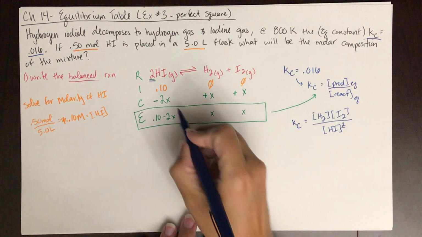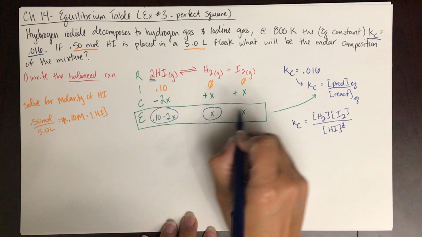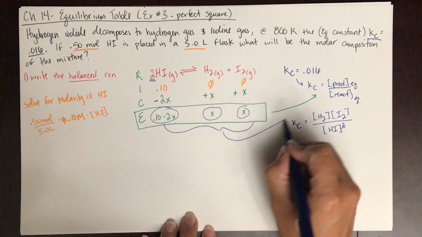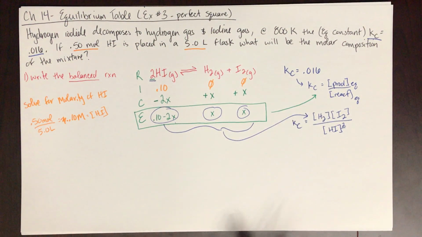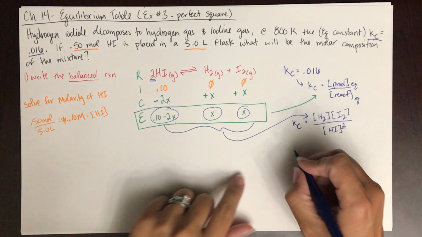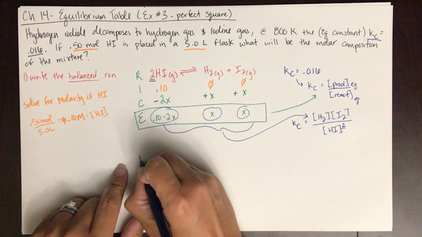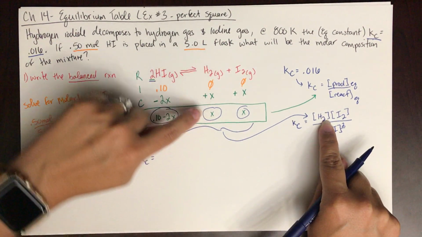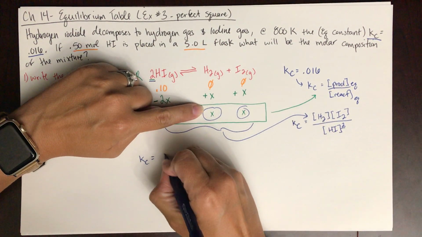So now what I'm going to do is plug each of these in to here. So I'm just going to write this again. I'm going to write Kc equals, what is the concentration of hydrogen iodide at equilibrium? It's x.